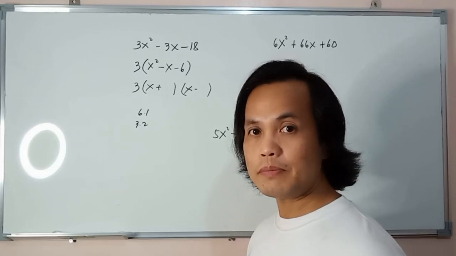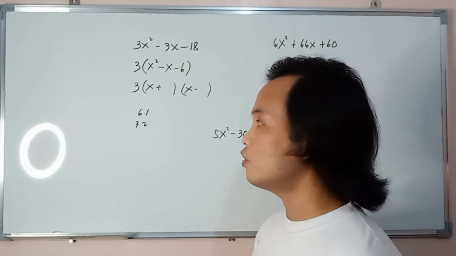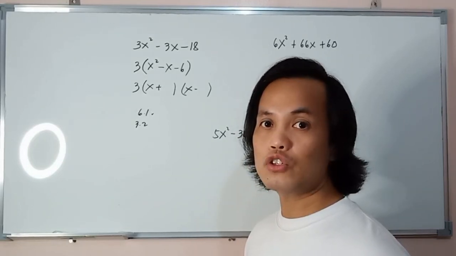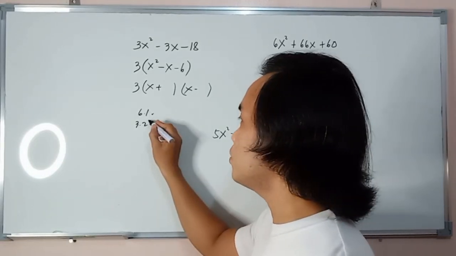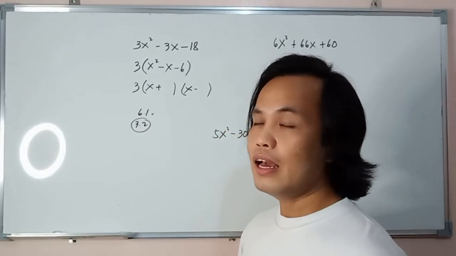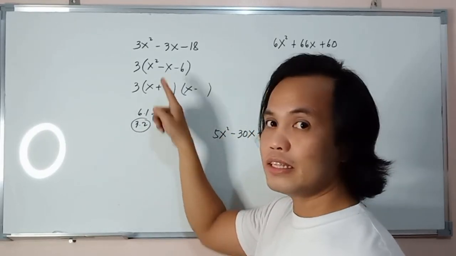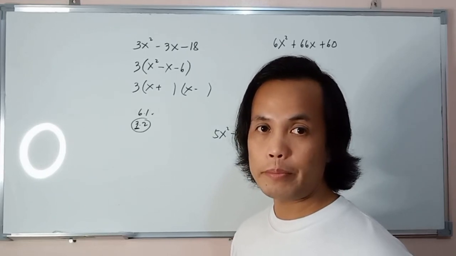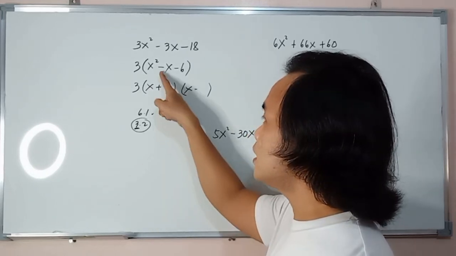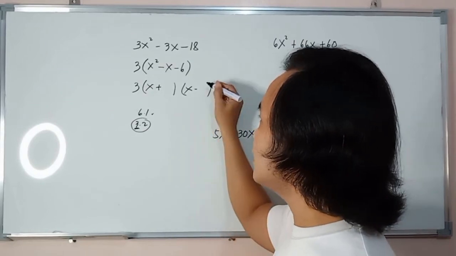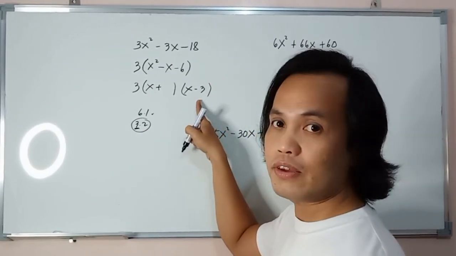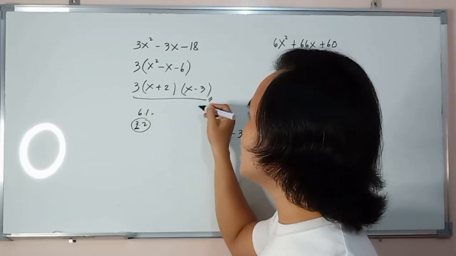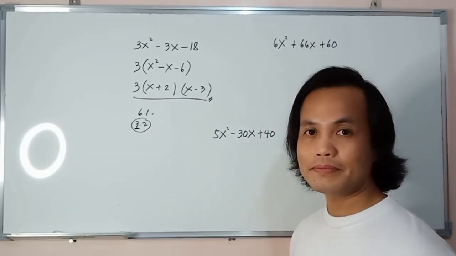6 times 1 is 6, but 6 minus 1 is 5. So we cannot use this factor. 3 times 2 is 6, and 3 minus 2 is 1. So we will be using this factor. And since our middle term is negative, we place our bigger factor with the sign identical to our middle term. So, this is negative, we will write 3 here in the negative and 2 in the positive. So, these are now the factors of this trinomial.